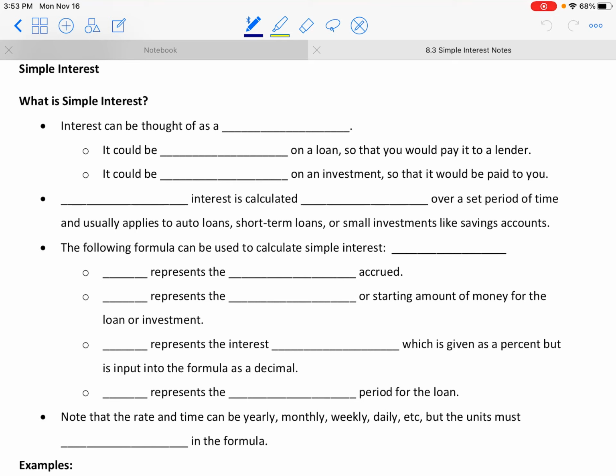Well, let's start with what is interest. Okay, interest, really you can think about it as a fee. Now, it could be a fee that is charged on a loan. So if the fee is charged on a loan, you borrow some money, you're charged an interest fee. That means that you would have to pay it to whoever lent you the money.